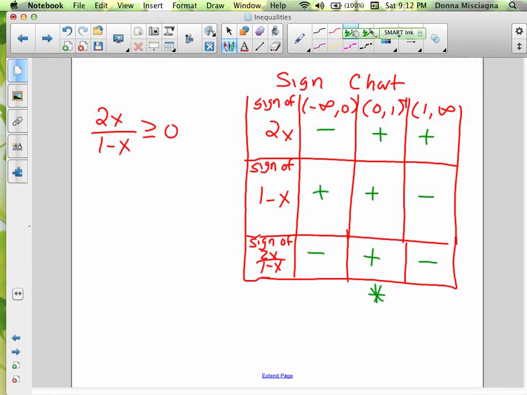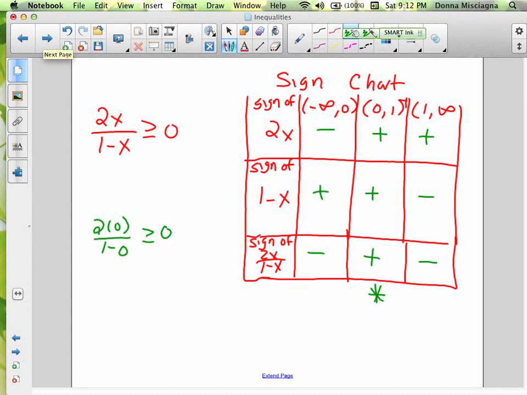All right, so can 2x divided by 1 minus x equal 0? Well, yes, it can, right? Because it's greater than or equal to 0. So I'm okay plugging 0 in, right? Because if I plug 0 in, let's just do it over here. I have 2 times 0 over 1 minus x. Let's plug in 0 for all the x's now. All right, is that greater than or equal to 0?